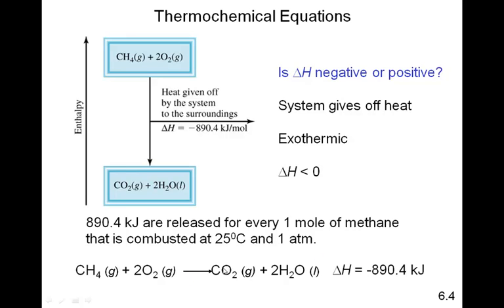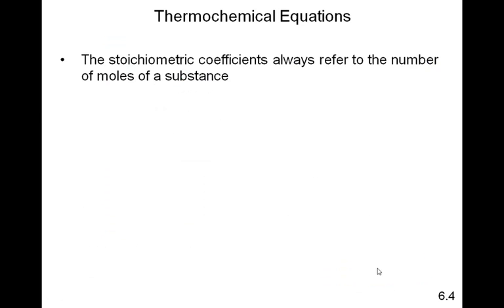For every 2 moles of oxygen, we get this much energy released. For every 1 mole of carbon dioxide formed, we get this much energy released. And for every 2 moles of water that are formed, this is the amount of energy that's released. The stoichiometric coefficients always refer to the number of moles of a substance, which is pretty obvious and is pretty much something that you saw in the past for chemical reactions in general.